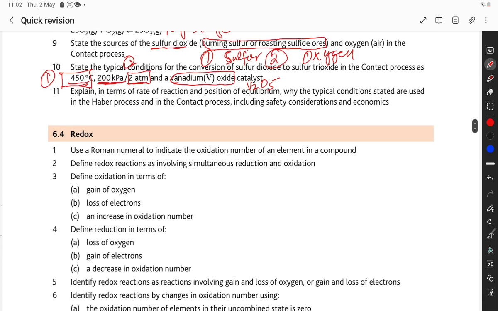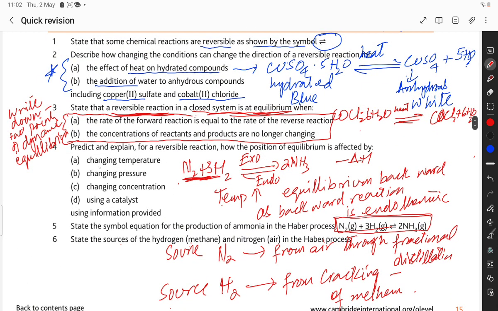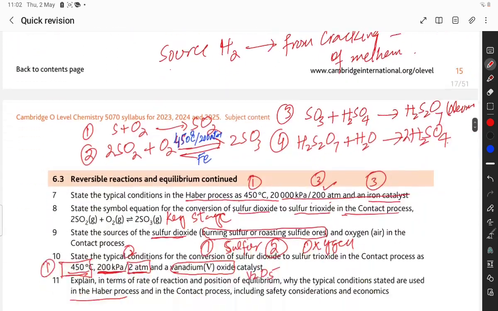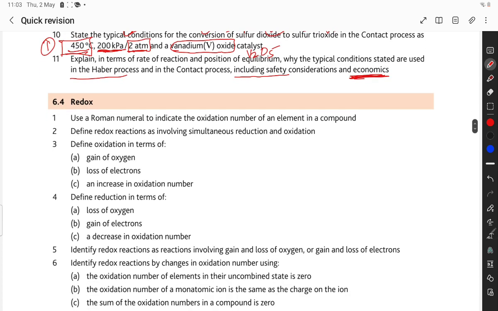Explain in terms of the rate of reaction and position of equilibrium why the typical conditions stated are used in the Haber and contact processes. A similar explanation as we have discussed earlier in reversible reactions: changing temperature, changing pressure, changing concentration, using a catalyst, including safety considerations and economics. Like we are using a catalyst in both processes, which saves energy because a catalyst lowers the activation energy and dynamic equilibrium is reached earlier. So this is the economic condition.